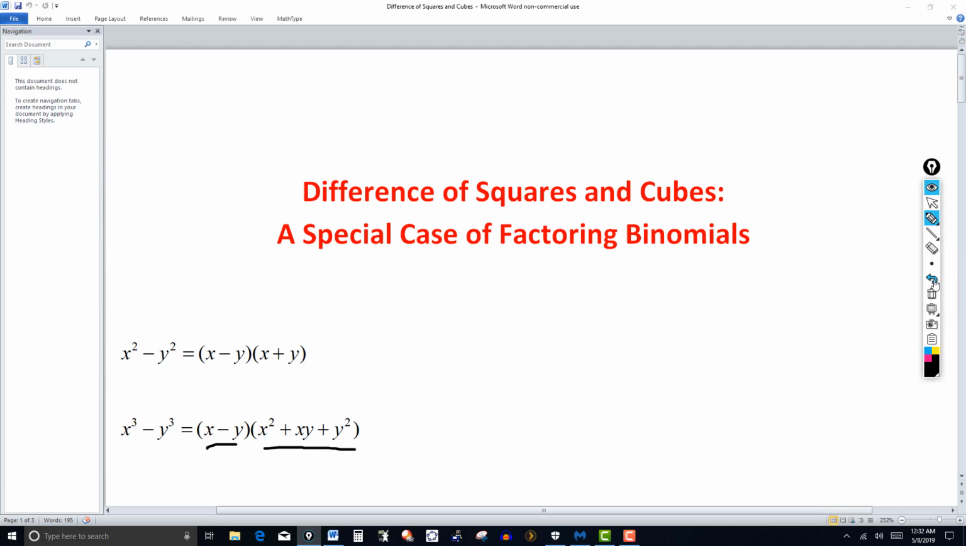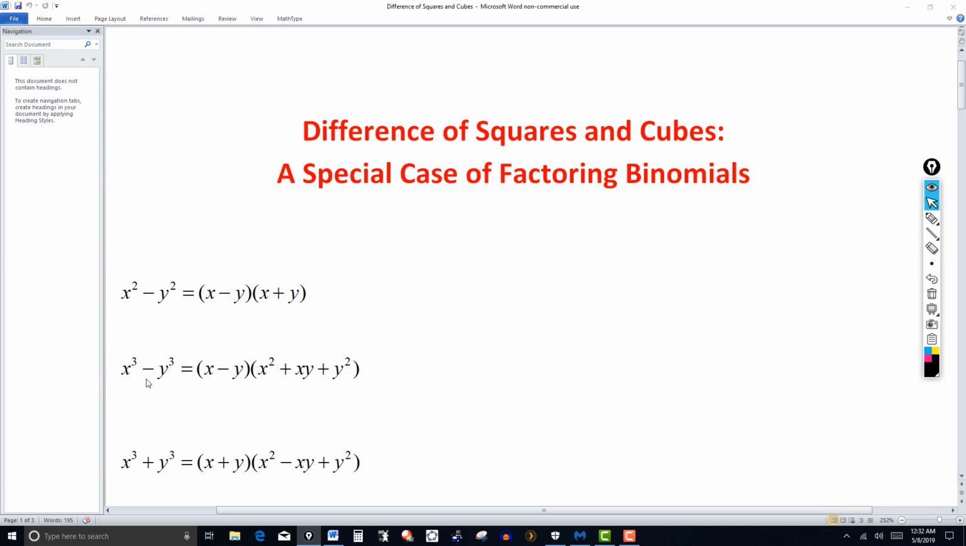Now the formula for a sum of two cubes is pretty much the same. You can see the sign changes. If you have x cubed plus y to the third, then the first factor is the sum of the cube roots, x plus y, and the other factor is the square of the first root, x squared, minus the product of the two roots, xy, plus the square of the second root.